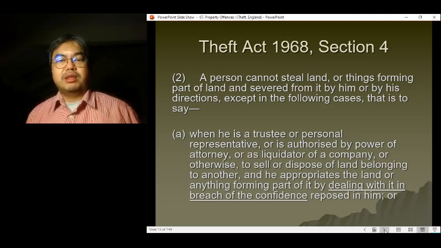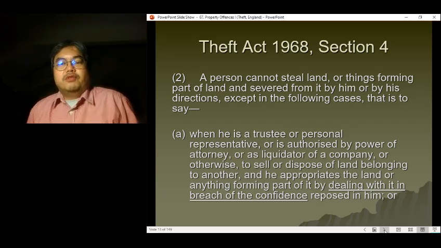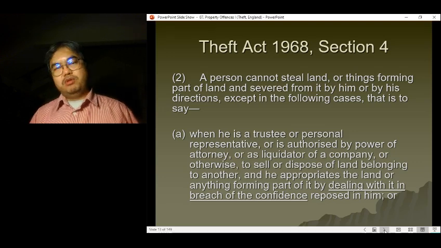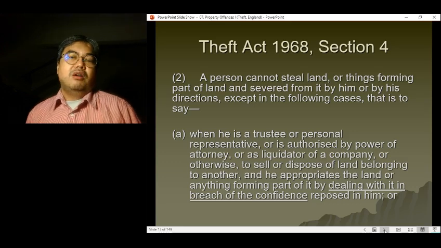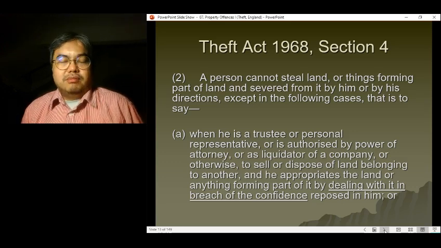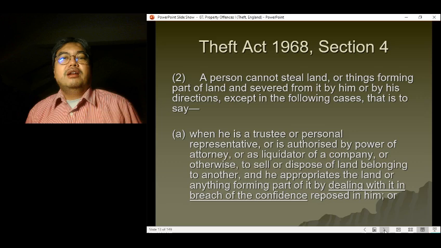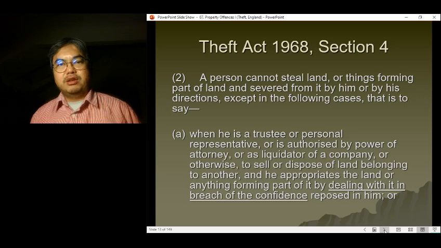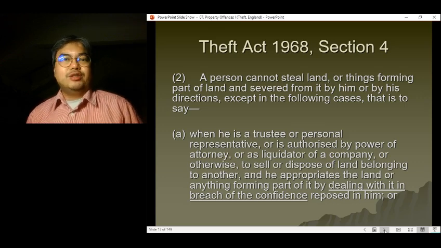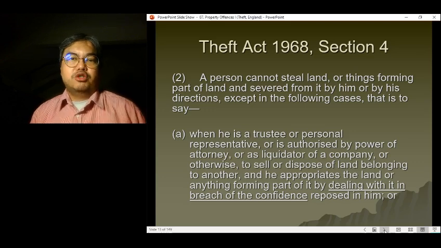The land actually belongs to another, but then he deals with it in breach of the confidence that is reposed in him. Let's just say you are the landowner, and you tell him, all right, I appoint you, I authorize you with the power of attorney, or you can be the trustee or personal representative. If you studied, you remember your land law, you will have to follow the instructions that you're given, what you are allowed to do. You cannot just do whatever you want, because you are authorized by the power of attorney or according to the trust agreement.